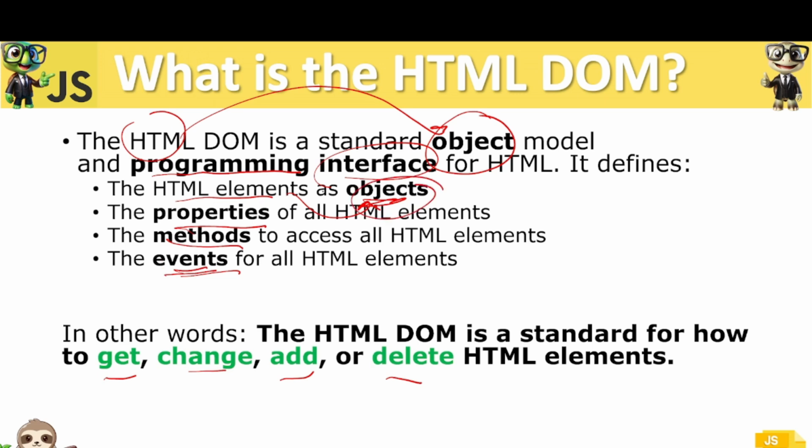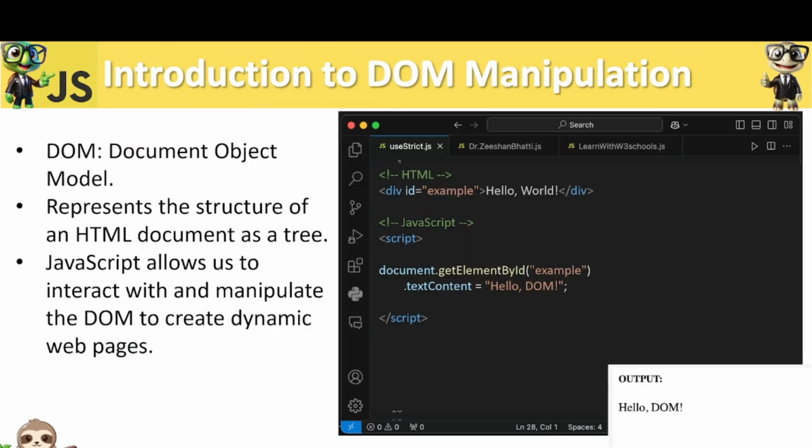So in other words, the HTML DOM is a standard for how to read the data, how to manipulate, change or update the data, how to add new data in your HTML document using JavaScript, and how to even delete HTML elements. So you can perform all these major operations on your HTML using JavaScript. That's why the DOM is so useful, because using the DOM you are able to control not only the elements but their properties, methods and events. Control means do every single thing.